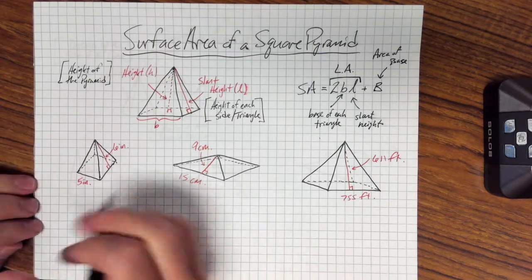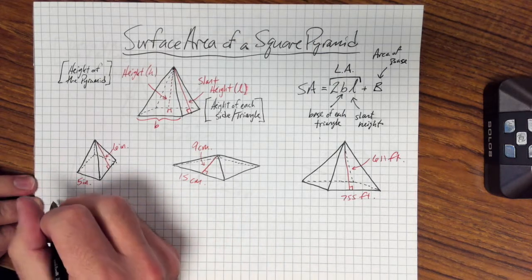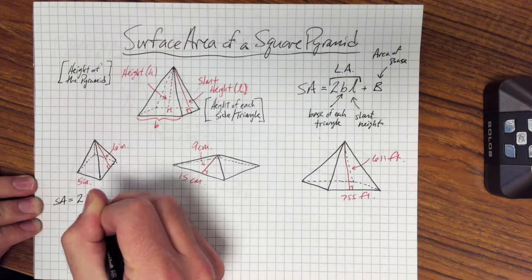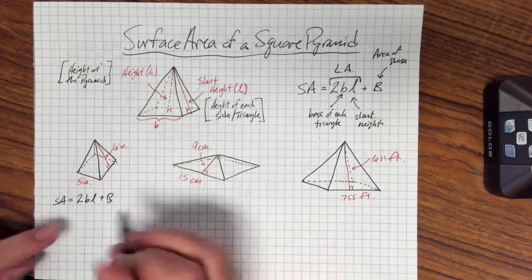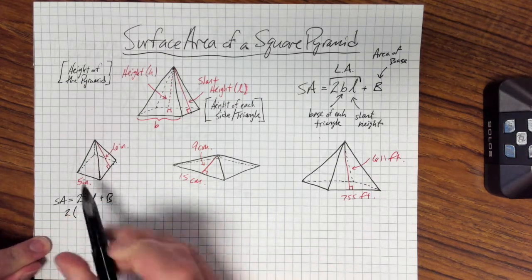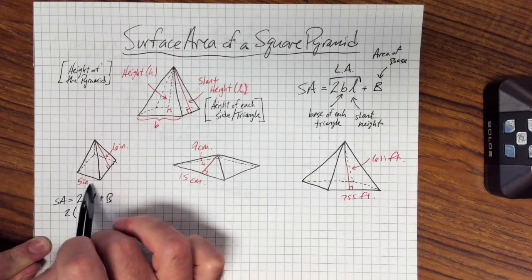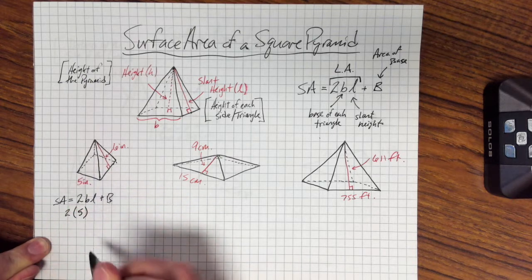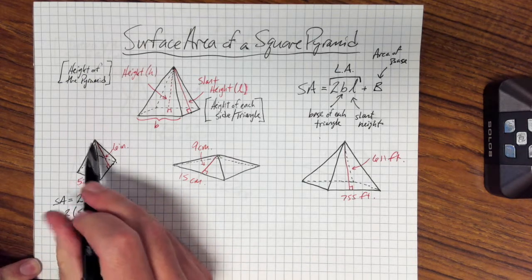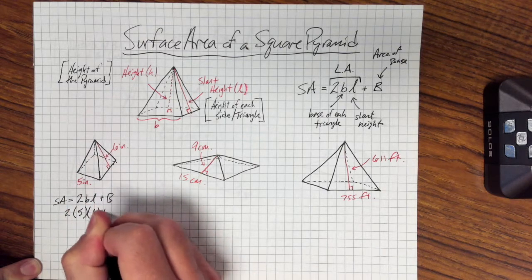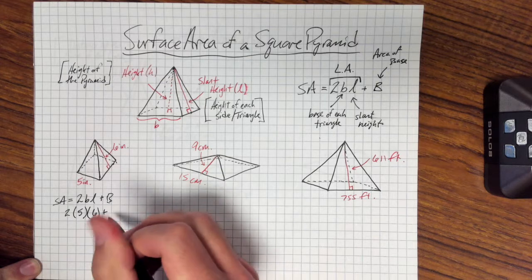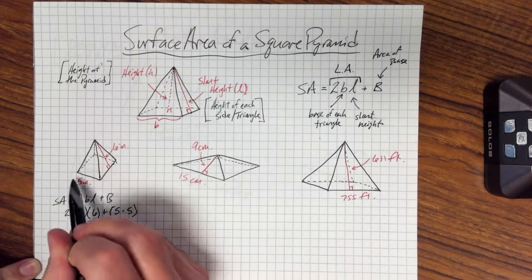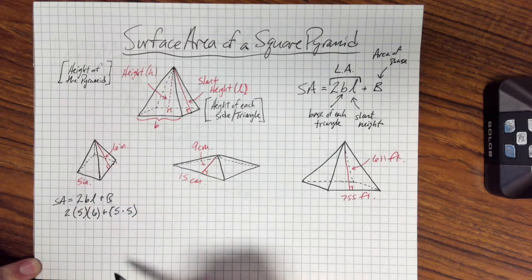So let's take our formula. SA equals 2 times little b times slant height plus area of the base. So we know the 2 times. Now, the base of the triangle, since it's a square pyramid, all of them are 5. So 5, 5, 5, 5. So little b would be 5. The slant height from here to the tip is 6. Plus, now the area of the base is a square, so we really just need to do 5 times 5. 5 times 5 will find the area of the base on the bottom.